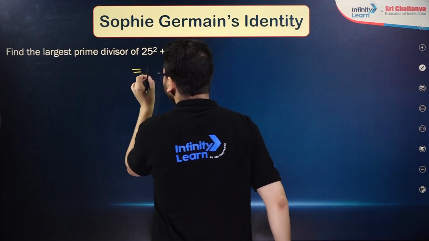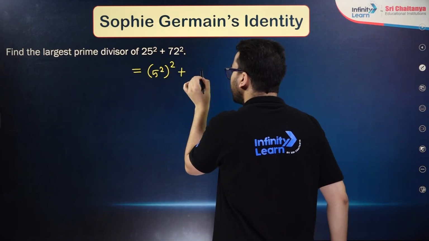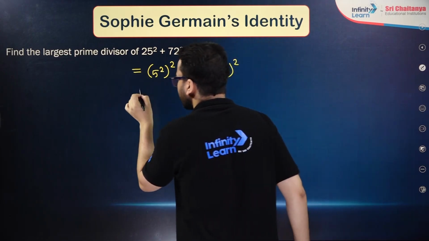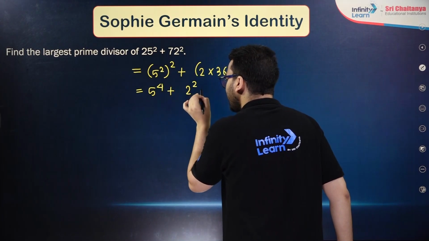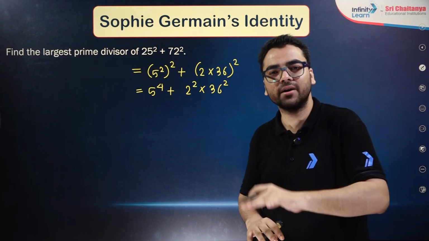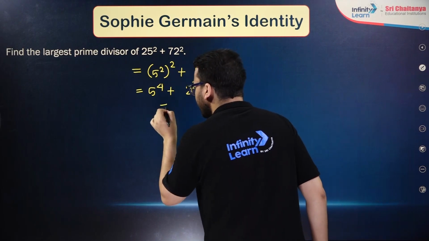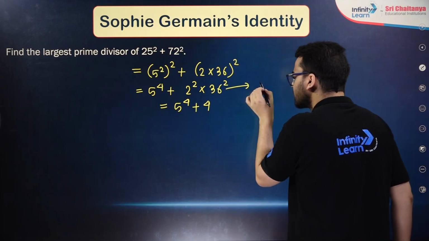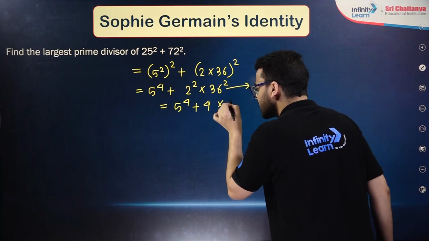This is 25 square, which is basically 5 square the whole square, right? And this is 72. 72 is 2 into 36 and then the whole square. Just for you to understand, I'm writing these, right? So this is 5 raised to the power 4. And this can be written as 2 square into 36 square. I'm just writing these things in detail. I know that if you're preparing for an Olympiad, you know these things, obviously. But still, I'm explaining this in detail. So this is 5 raised to the power 4 plus 4. And you see, what is 36 square? 36 is 6 square, and then the whole square is already there. So this is 6 raised to the power 4.